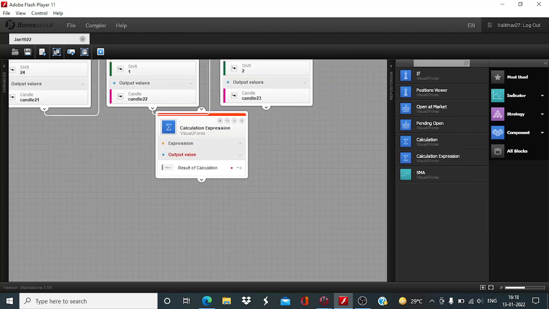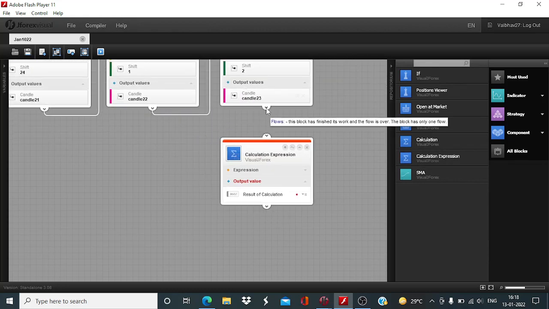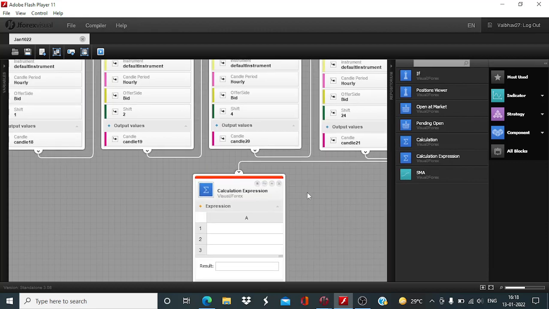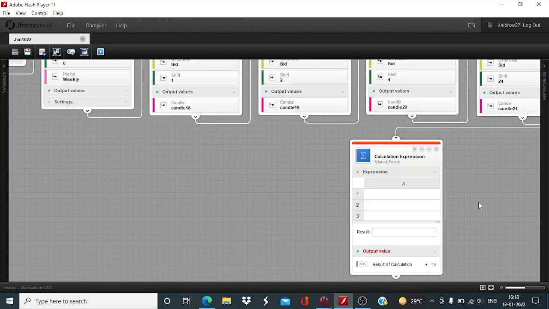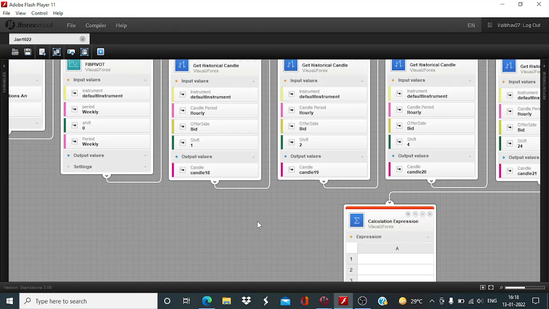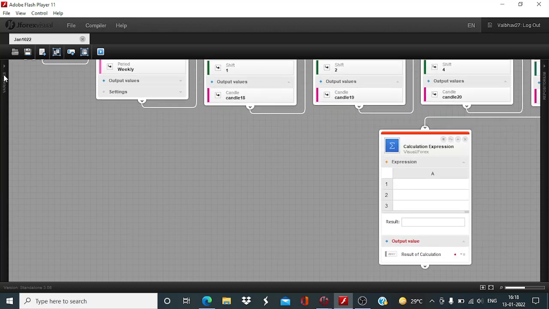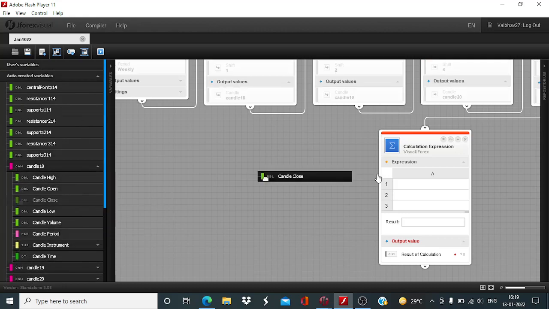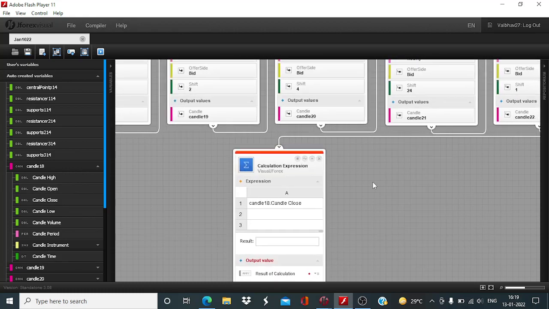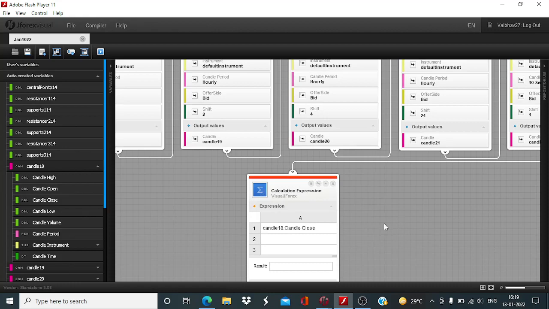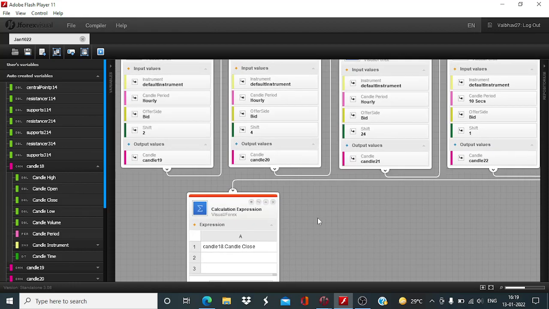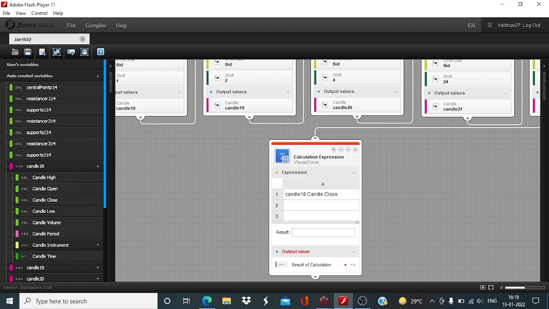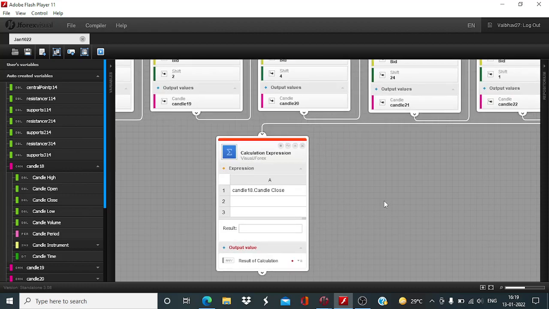For that we are going to use the calculation expression. All right, candle 18 candle close will of course be higher compared to the lowest point of candle 20, as we are going to also add the condition that the candle 20 candle close needs to have been less than the S1, whereas the candle 18 candle close will need to have been higher than the S1.